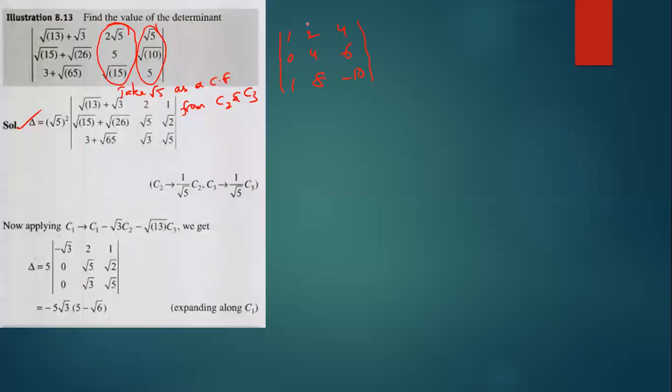See, from C2, what is the common factor? Take 2 outside. 1. Next what? I'm giving an example, dear students. Okay, now what next one? 1, 2, 4. Remaining 4, 6 minus 10.